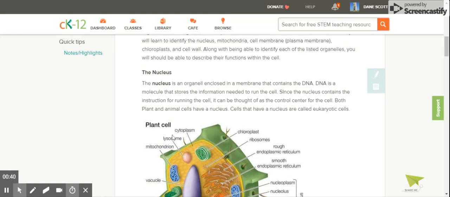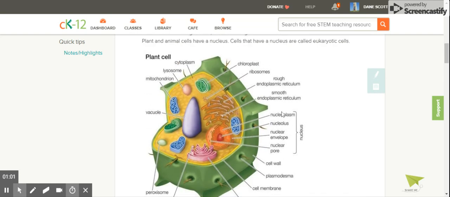The nucleus is an organelle enclosed in a membrane that contains the DNA. DNA is a molecule that stores the information needed to run the cell. Since the nucleus contains the instructions for running the cell, it can be thought of as a control center for the cell. Both plant and animal cells have a nucleus. Cells that have a nucleus are called eukaryotic cells. The nucleus is located here, and it's made up of several parts in itself. You just need to be able to identify the nucleus.